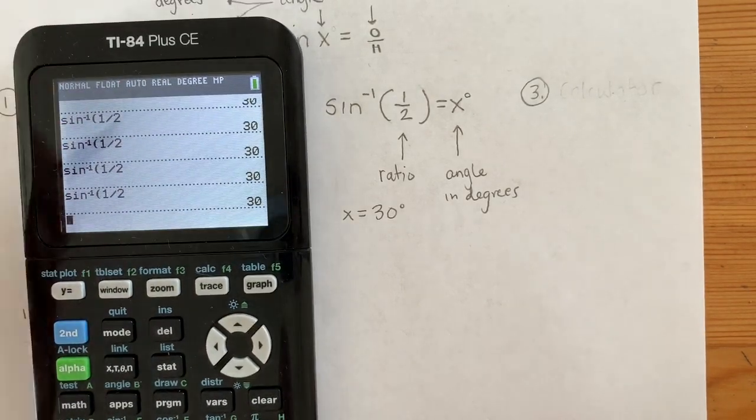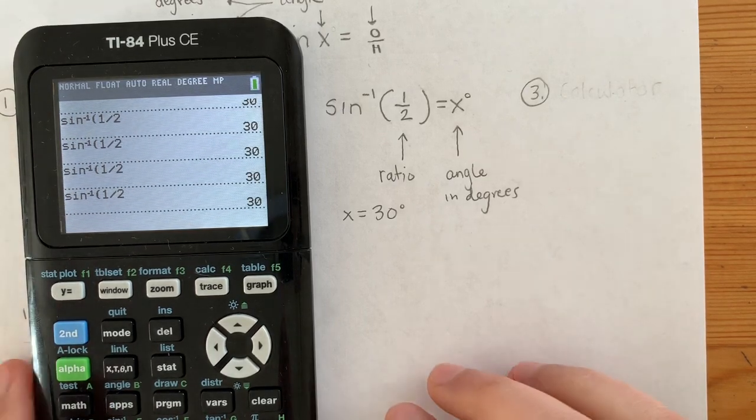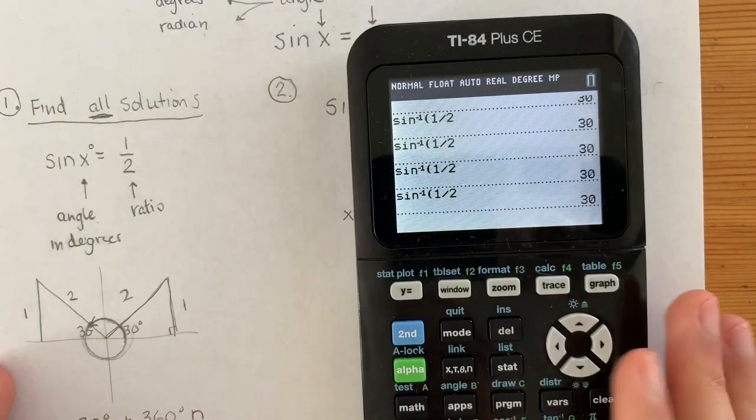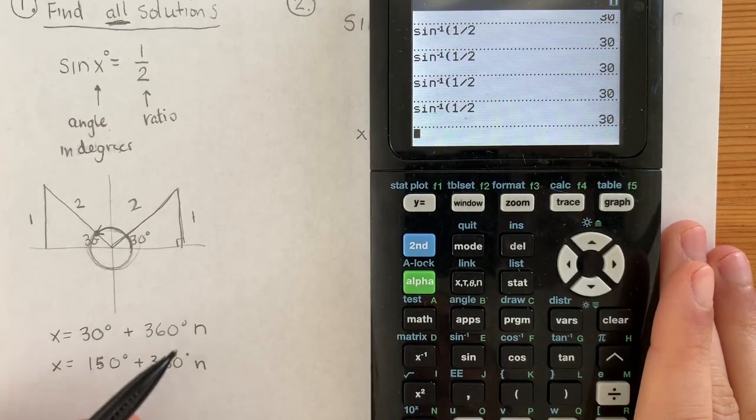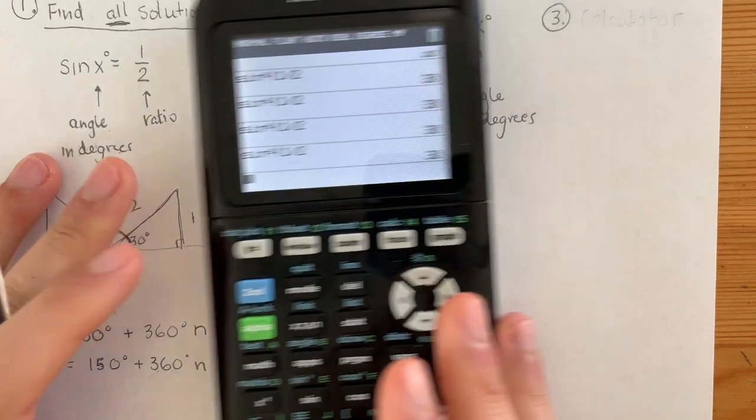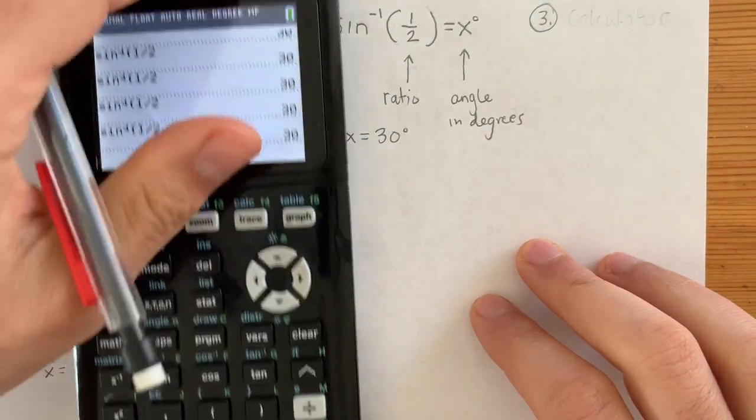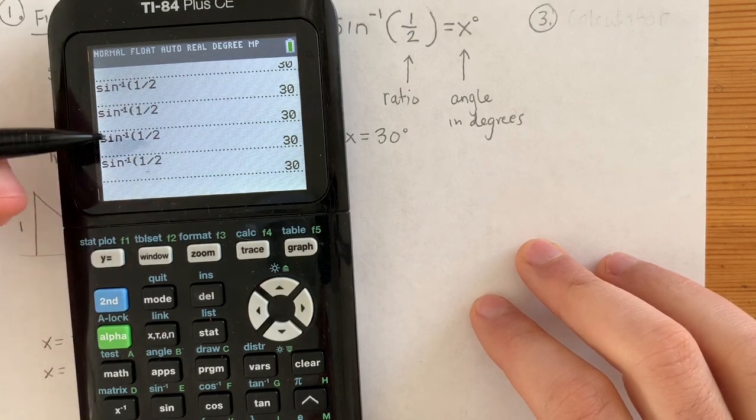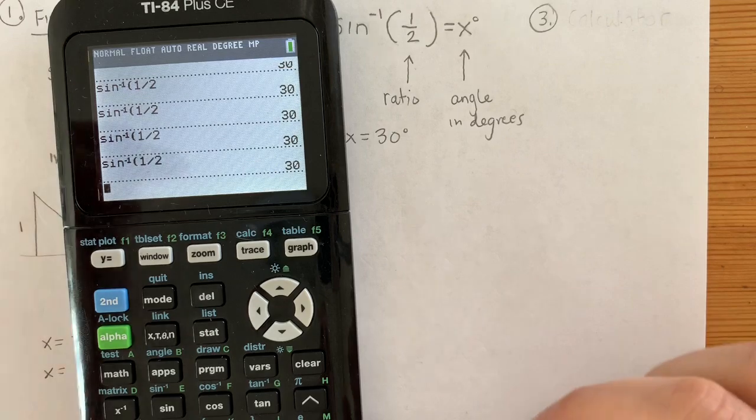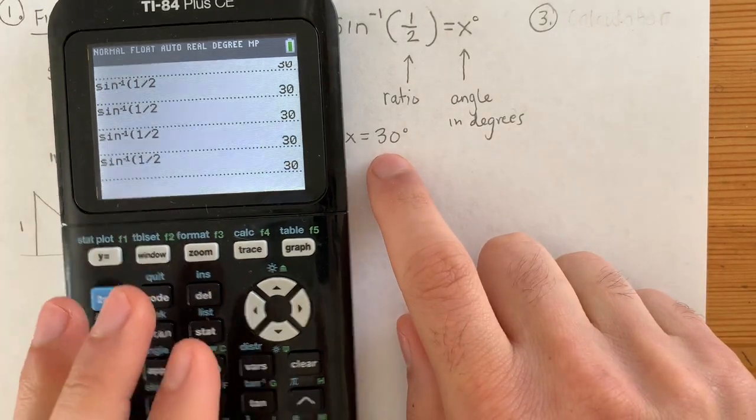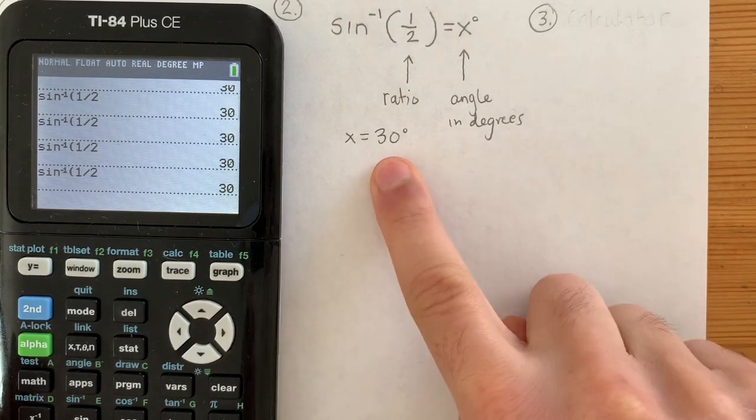Well, here's an issue here. Why won't the calculator give me the other answer? Why won't it give me 150? Or in fact, why wouldn't it give me all the solutions, like all of the answers by adding 360 to it? The reason is because a calculator is a function. That means just like a function in math, like a graph, that when you input an x, only one y value can come out. Otherwise, it wouldn't pass the vertical line test.